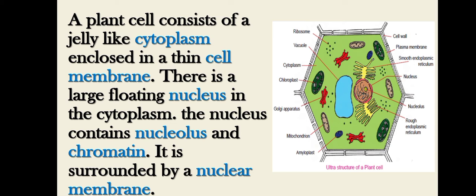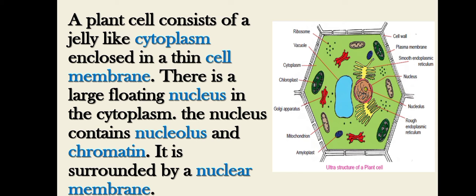A plant cell consists of a jelly-like cytoplasm enclosed in a thin cell membrane. There is a large vacuole within the cell, which is floated within the cytoplasm.